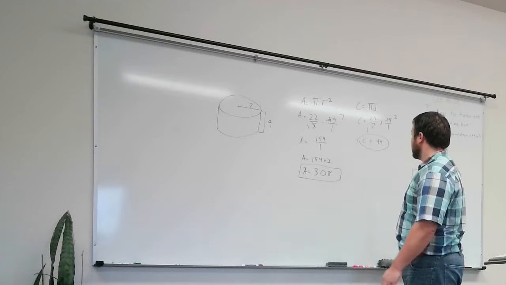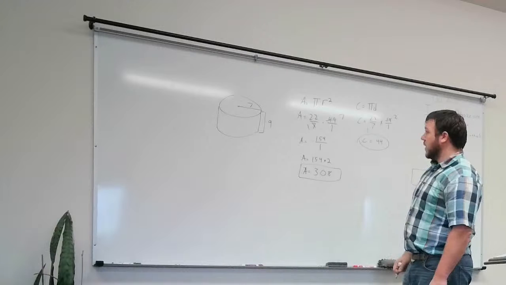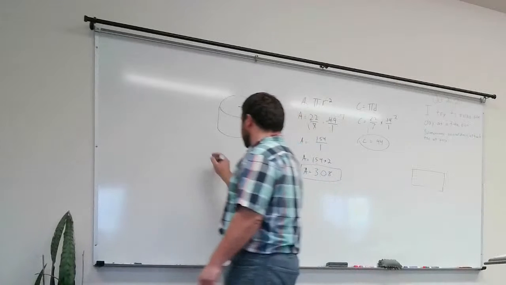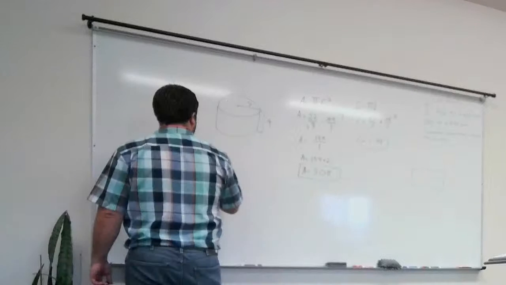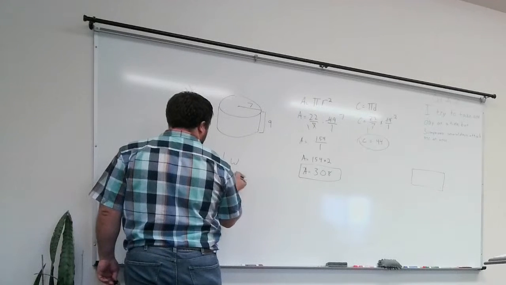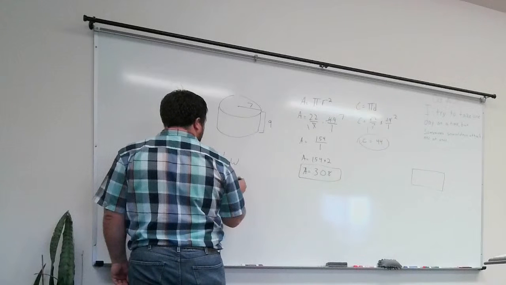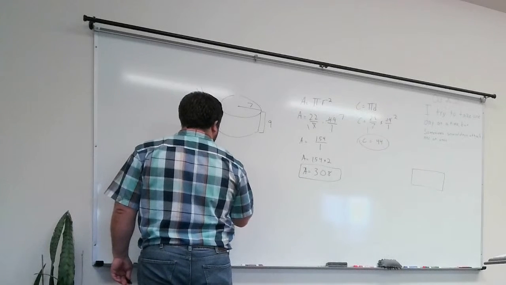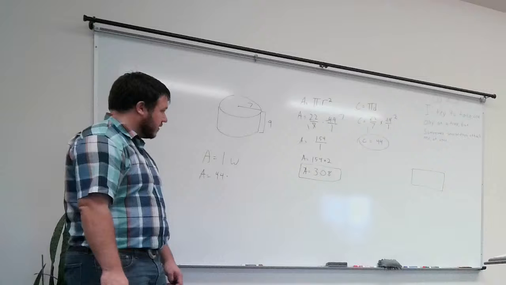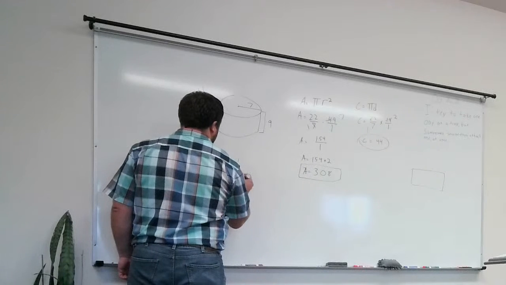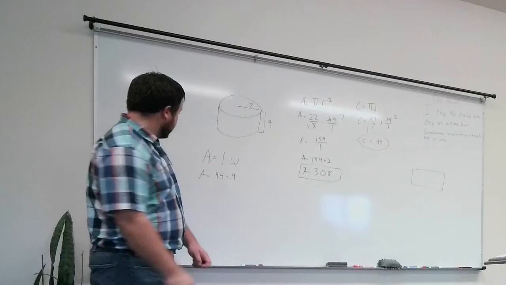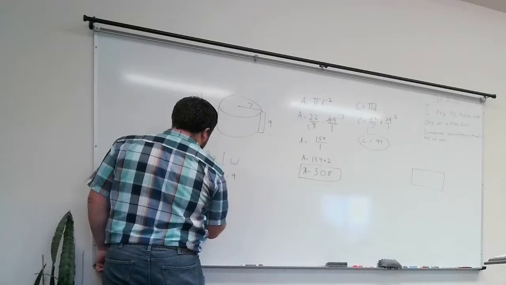44 times 9, because that's how you do it. You need the formula. Area equals LW, not H. A equals LW. No H on this one. That's correct. So area equals length times width. We'll call the length 44, and then the width is 9. So it'd be 396. Then you add 396 plus 308.